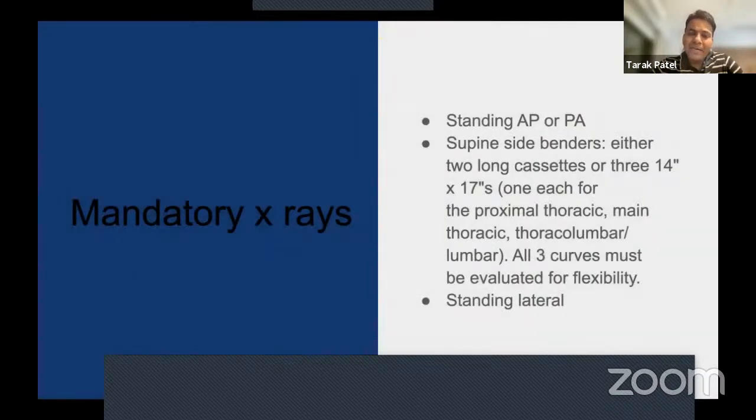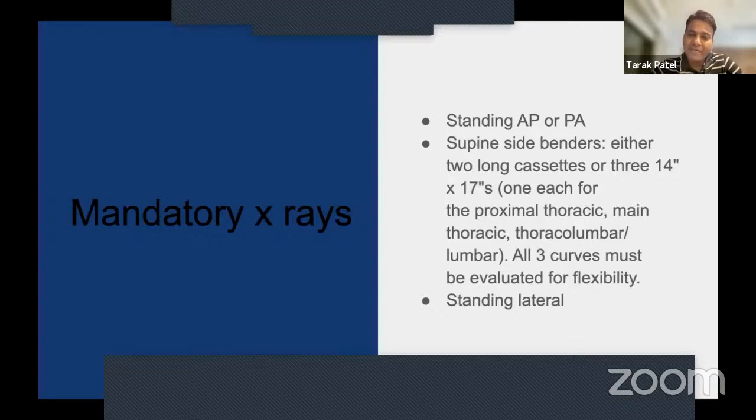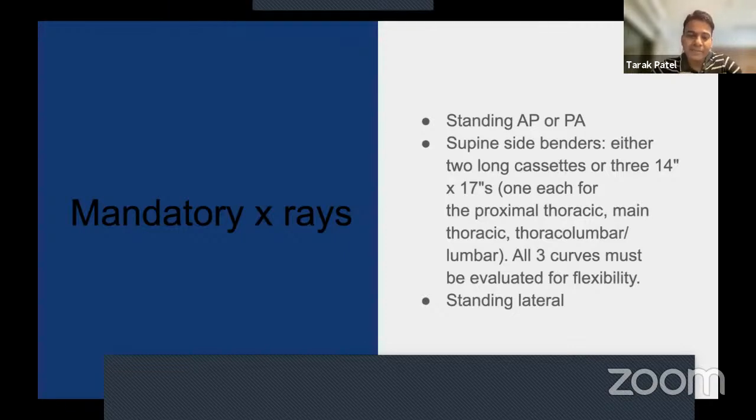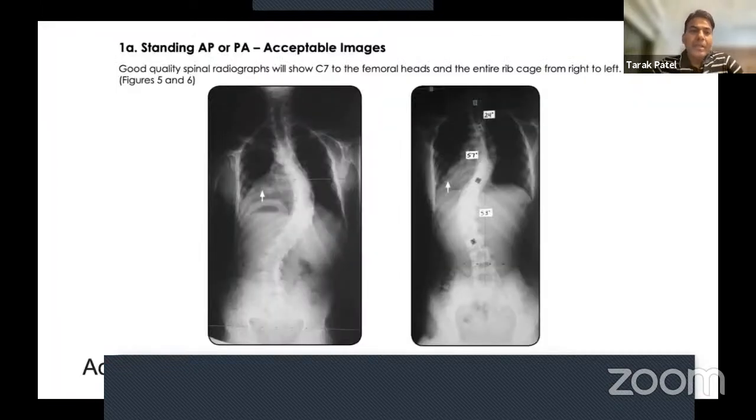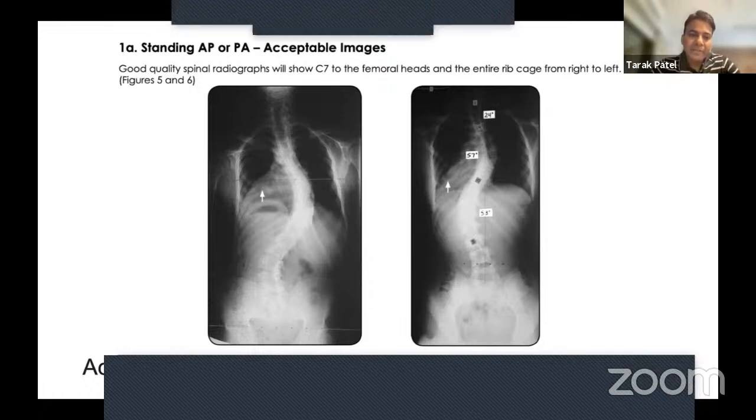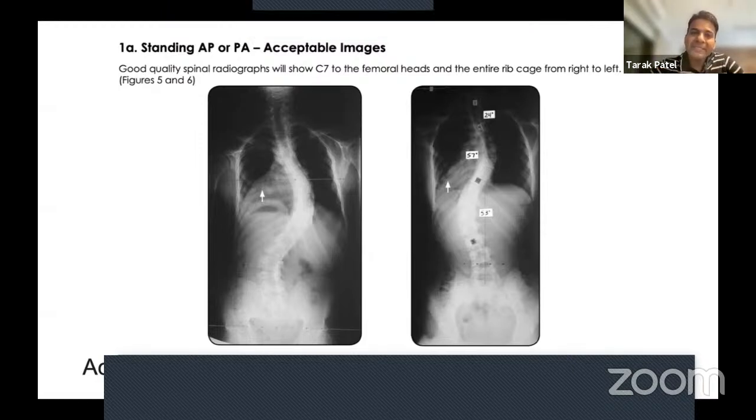Before we start classifying AIS, there are a few mandatory radiographs which are required to be utilized in the Lenke classification, and there are 3. One is the standing AP or PA view, second is the standing lateral, and third is the supine right bending and left bending X-rays. They have to be very nicely visible. The radiograph must be acceptable, and both the rib cages, the border of the rib cages, the C7, and the femoral head must be nicely visualized. Then only you will be able to classify it properly.